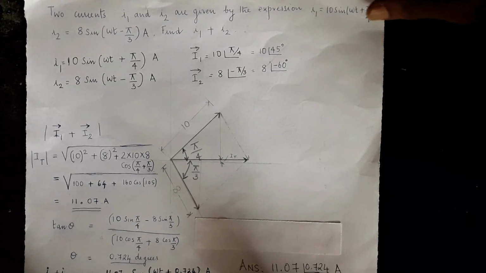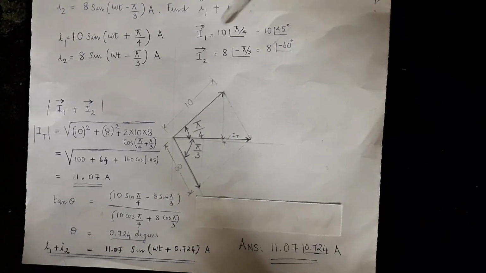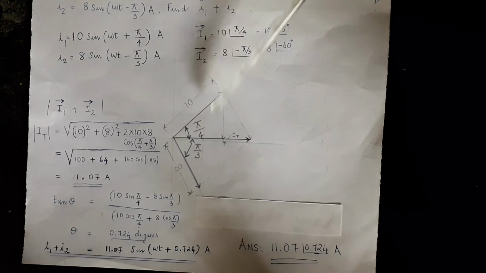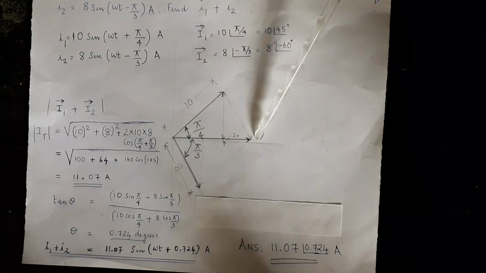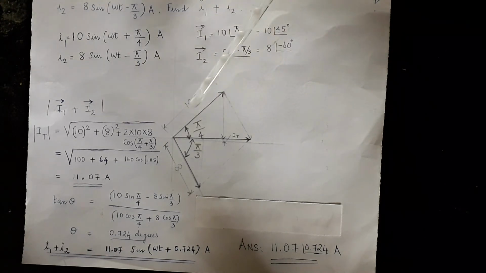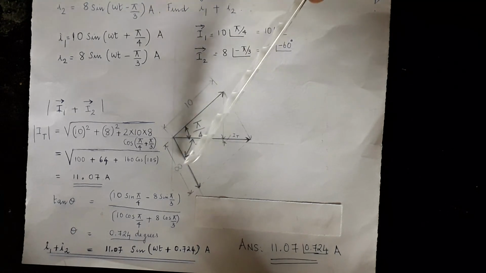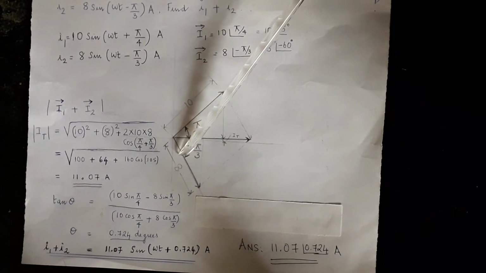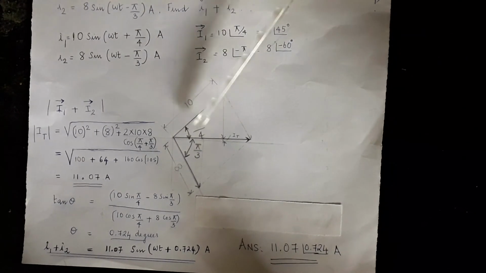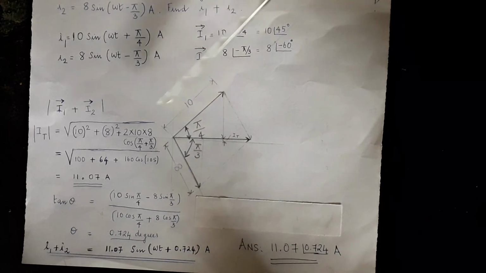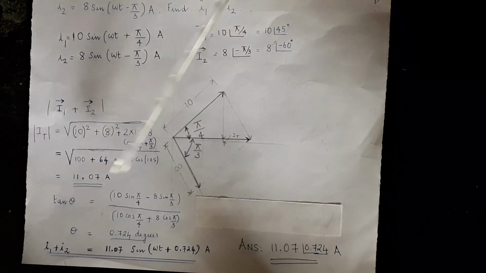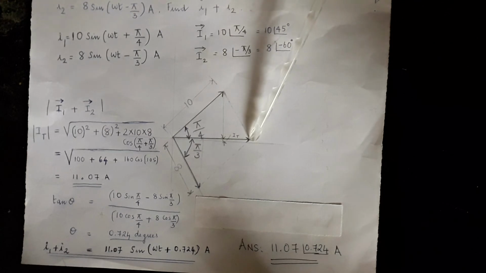Now we have two phasors. Phasor addition is similar to vector addition. How do we add two phasors or two vectors? Complete the parallelogram, using the parallelogram law of addition. If you complete the parallelogram and draw the diagonal, you will get the resultant vector, which is calculated as the square root of a squared plus b squared plus 2ab cos of the angle between the two phasors. The angle between the two phasors is pi by 3 plus pi by 4. It is calculated as 11.07 ampere. That is the magnitude of this phasor.